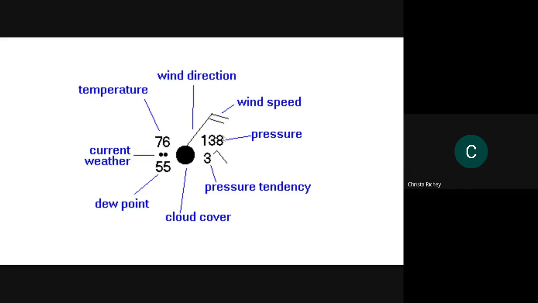Then the top right is your pressure. This is in code. I need to teach you how to decode it. But your pressure is in millibars. It's MB. That's its unit.